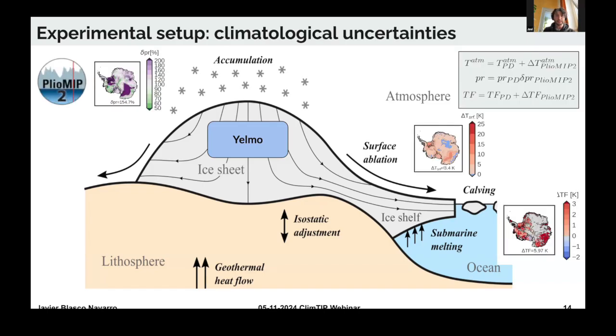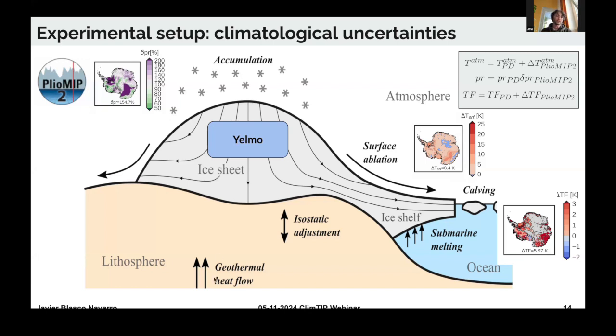So in the sense of climatological uncertainties, what we have done is to investigate the PLIOMIP2 ensemble. The PLIOMIP2 ensemble is, in our case, 12 GCM outputs, so outputs from general circulation models, and they have simulated, based on CO2 levels and some bedrock conditions, the climatologies during the Mid-Pliocene. What we have done is we have taken those climatologies and rescaled them into the Antarctic domain.